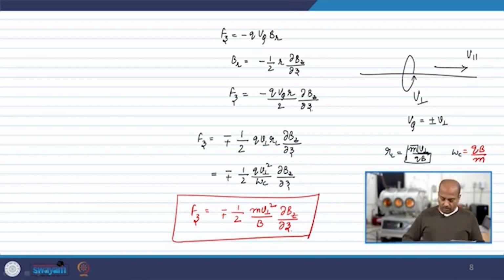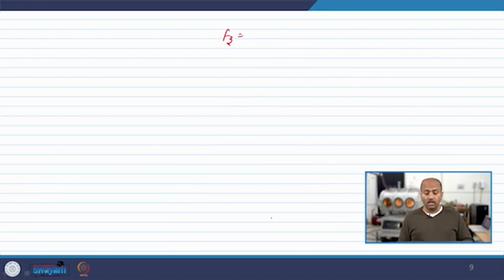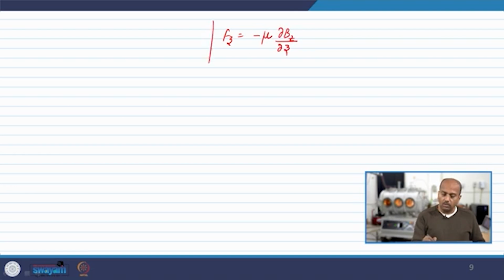So, this force Fz seems to be dependent on this m v perpendicular square by 2B. We discovered that this is nothing but the magnetic moment in the beginning of the last class. So, Fz becomes minus mu dou Bz by dou z.